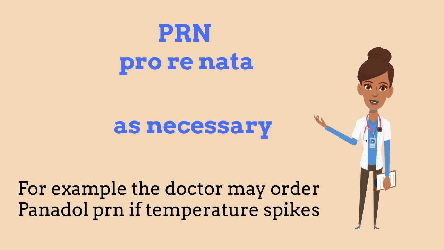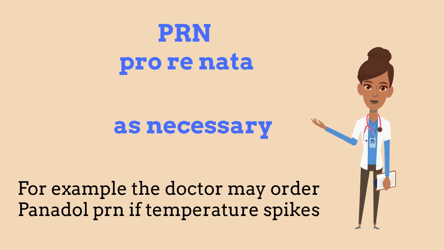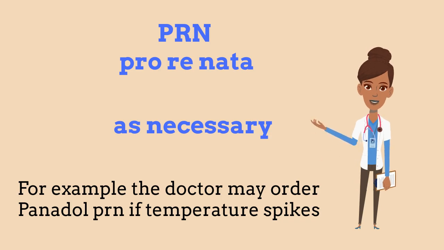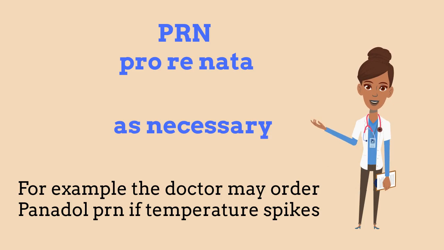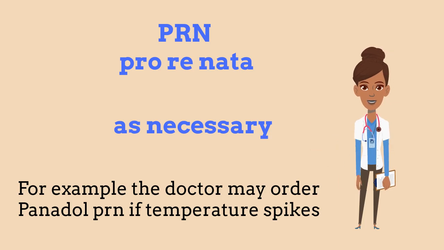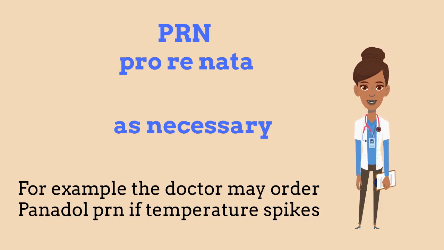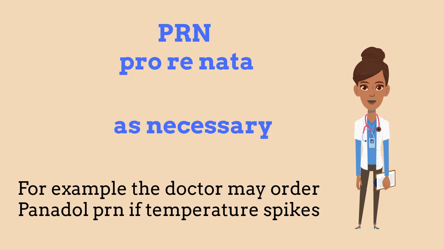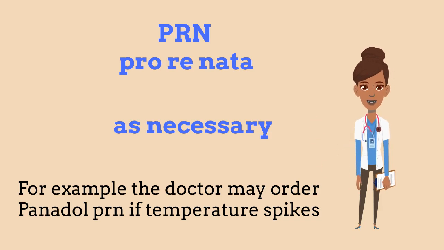Another such term is PRN, which means pro rata, which means as necessary or as needed. In this case, the patient will not be given medication routinely, but rather will be given medication if the need arises. For example, the doctor may order Panadol PRN if temperature spikes. So Panadol will only be administered if the patient shows signs of having high temperature.